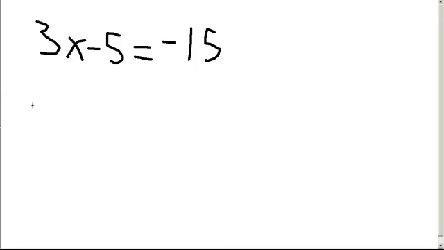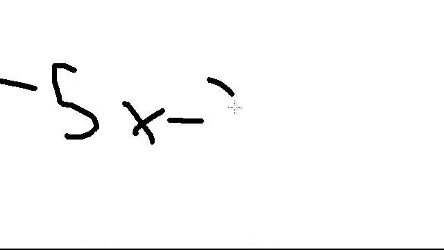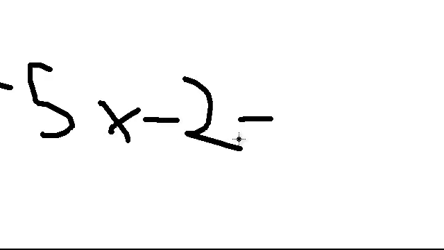But if they have the same signs, like -5 times -2, it would equal positive, and you just multiply 5 and 2, and you get 10.